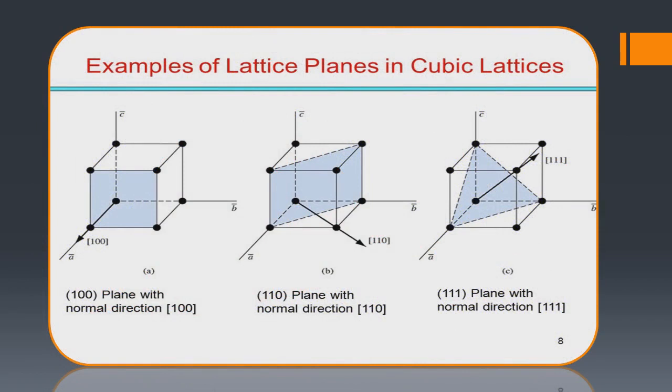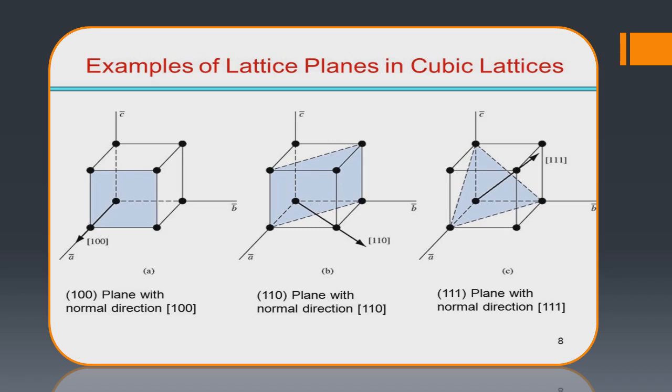This is another example for lattice planes. It is in the form of a cubic structure. There are three examples. The first one is the plane 1, 0, 0. By looking at the diagram, you can easily understand the intercept is only in one direction. There is 1, and there are no intercepts in the other two, so it is 1, 0, 0. The next one is 1, 1, 0. Here you can see the intercepts are in two directions, so it is represented as 1, 1, 0.